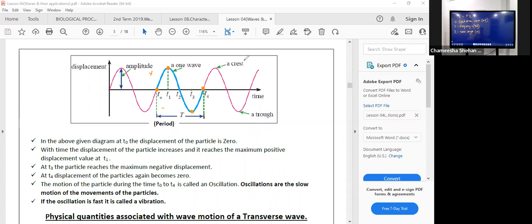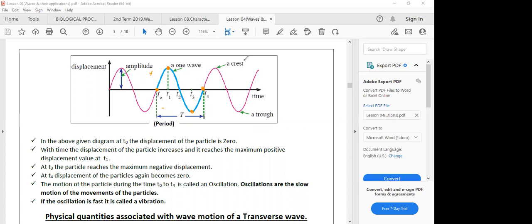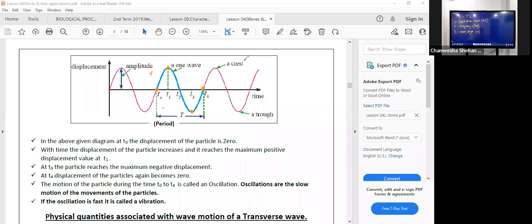The overall motion of this particle is known as an oscillation. Oscillations are the slow motion of the movements of the particles. If this movement is slow, we call it an oscillation. If this repeating movement happens very rapidly, we call it vibration. Then we know it, right?